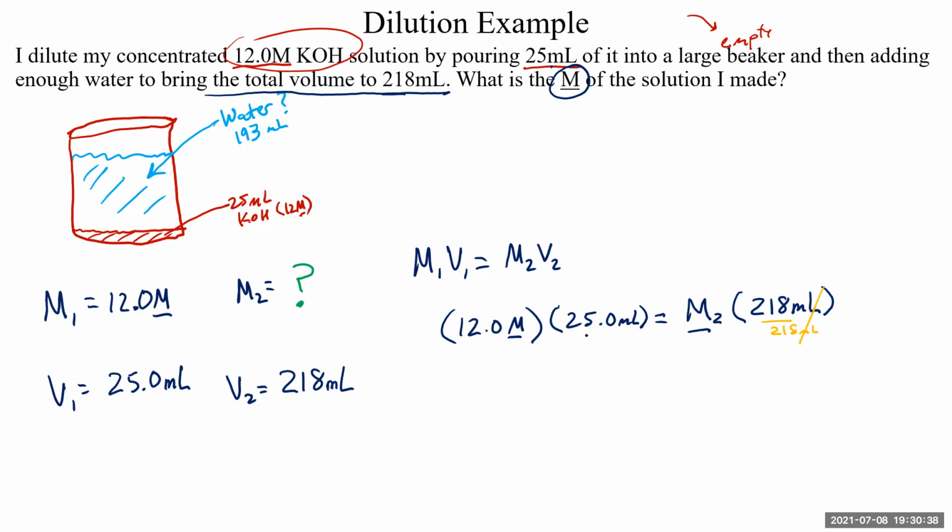Well, you can already see what's going to happen here. When I divide this side by the 218 milliliters, guess what cancels out? Milliliters are going to cancel out. So it doesn't matter whether I use milliliters or liters, because either way, the volumes cancel out. What if I had converted to liters? I would have just been canceling out liters and liters. It would have been the same exact thing. Whatever the volume units are, if I'm solving for molarity, the volume units cancel. So I don't really care about converting them because it's just going to be wasted effort.